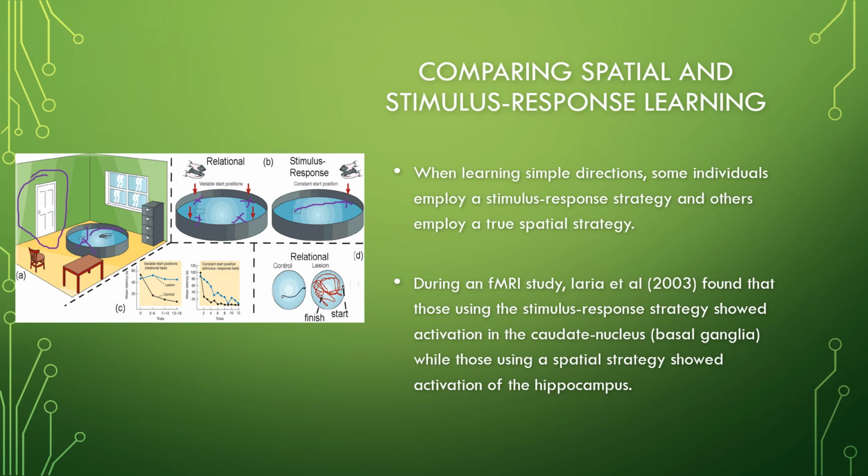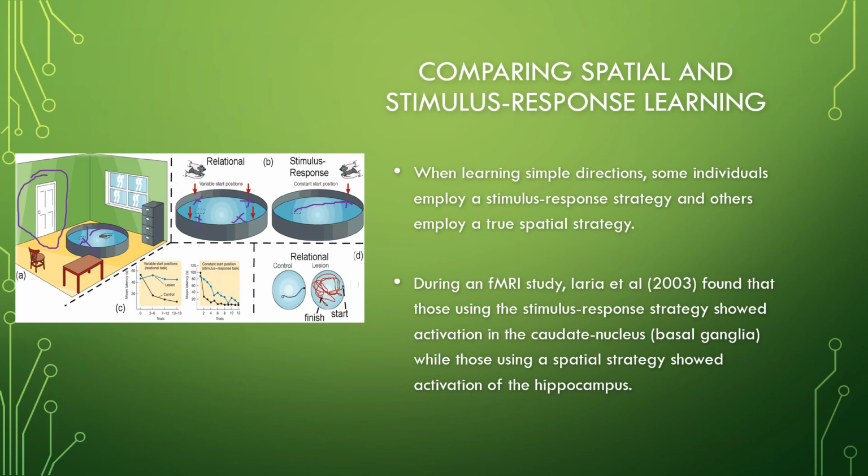And what they find is that, sure enough, individuals that use the relational strategy have far greater activity in the hippocampus, right? Far greater blood flow from this fMRI imaging. And others that use the stimulus response strategy have more activation of the caudate nucleus, the stimulus response memory system.